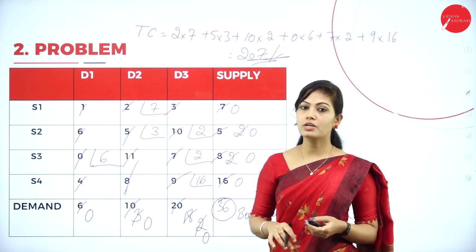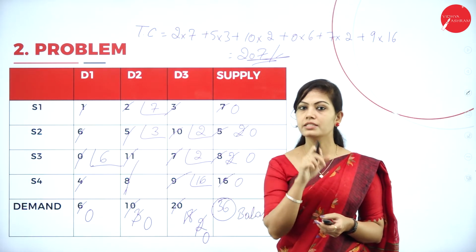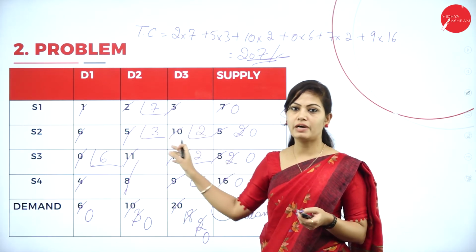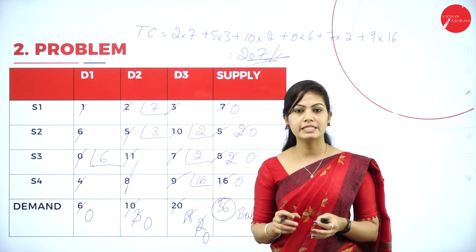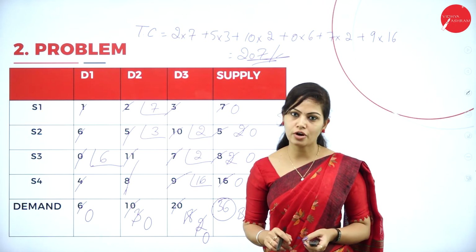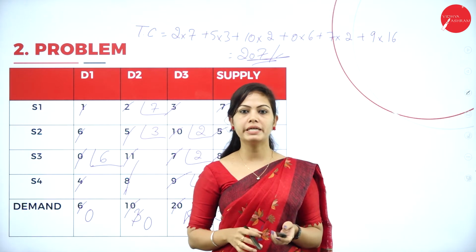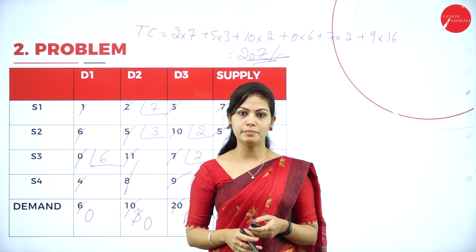So, very simple concept. In Northwest, you have to select the left corner value. In least cost, you have to select the least value out of these variables. So, easily you can find the transportation cost in least cost method. So, least cost method is more better than the Northwest corner method.